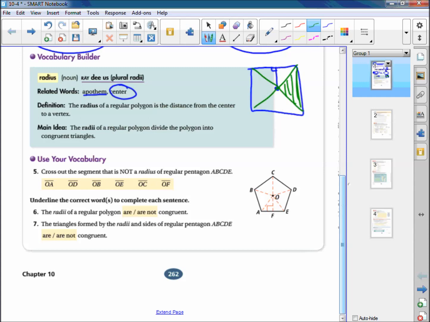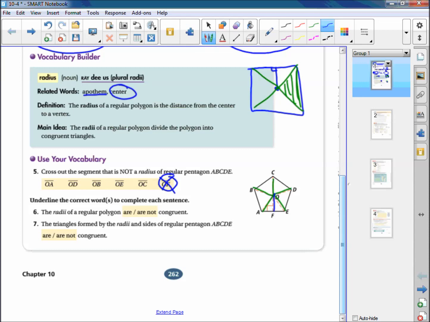OA, that's definitely a radius. OD is definitely a radius. It goes from the center to one of the vertices. OB is a radius. It goes from the center to a vertex. OE is a radius. It goes from the center to a vertex. OC is a radius. It goes from the center to a vertex. But OF is not a radius. It goes from the center to a place halfway between the vertices. So that's an apothem. And that means that this is the one that's not good. So we'll cross it out.